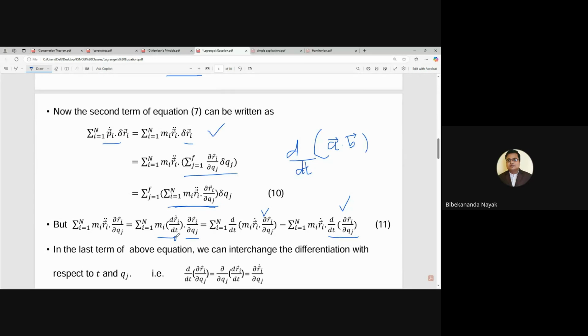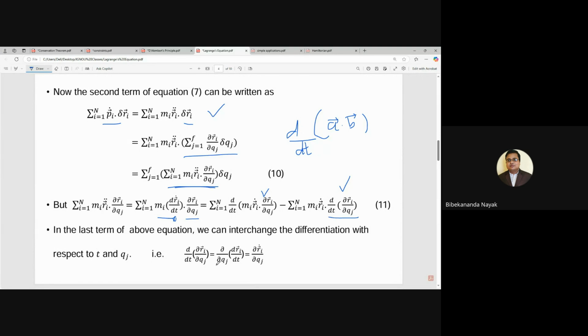In this equation, we can interchange the differentiation with respect to t and qj, since t and qj are independent variables. I can change the order of t and qj. The d by dt of del ri by del qj I can write as del by del qj of del ri by dt, meaning del by del qj of ri dot. I change the order, since x and y are independent: del by del x of del f by del y is the same as del by del y of del f by del x.